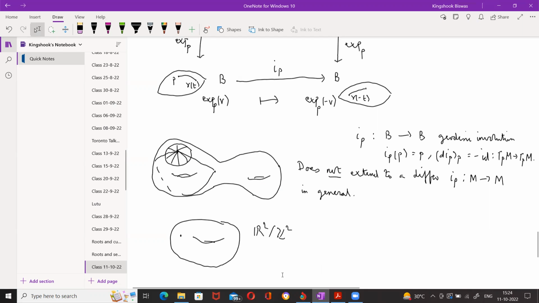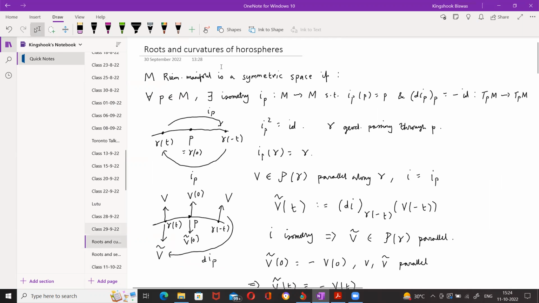Okay. So a symmetric space is a very special Riemannian manifold where for each point, the geodesic involution not only extends to the whole manifold, but it is also an isometry. So here I've defined it to be the following.